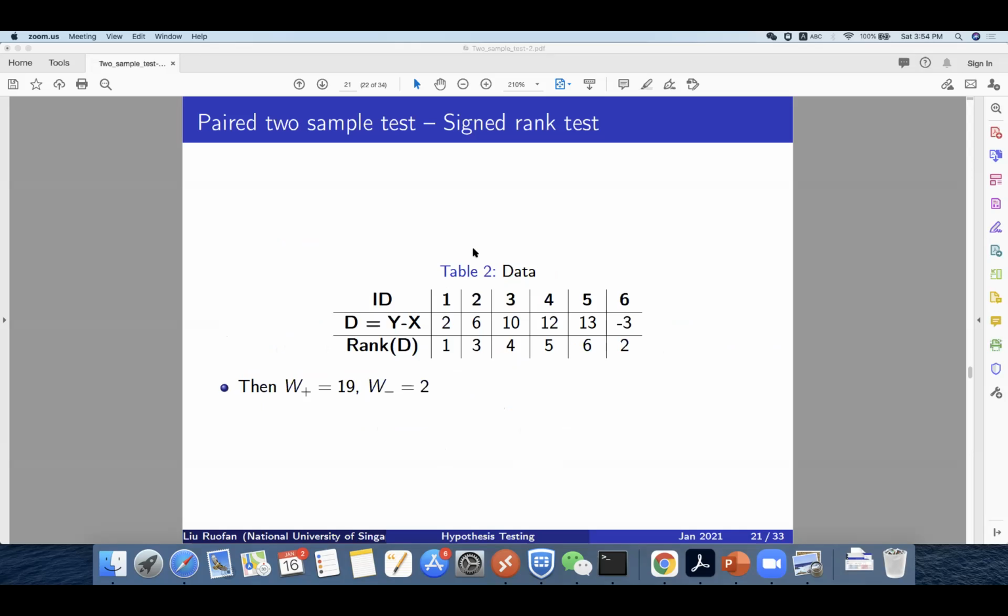So for example, I compute my D first. D is equal to Y minus X. Then I get 2, 6, 10, 12, 13, minus 3. Then I rank them according to absolute value of D. So this is my rank. And I sum up all the ranks for positive D, also sum up all the ranks for negative D. Then this is my W plus, this is my W minus.